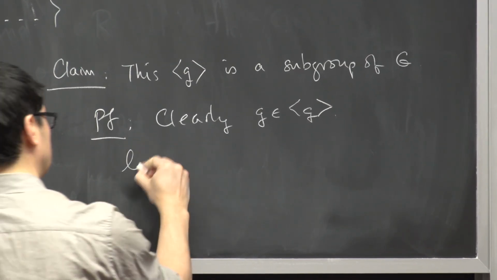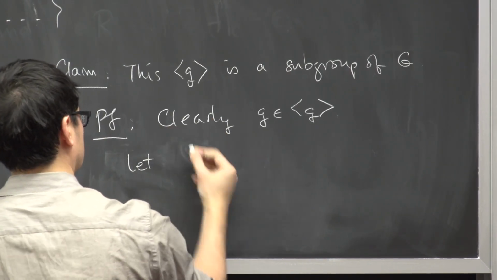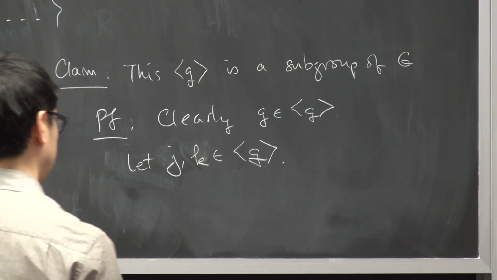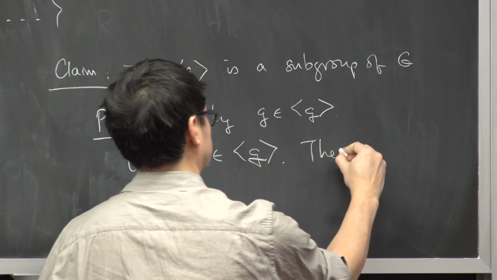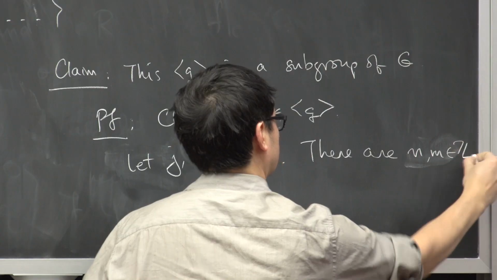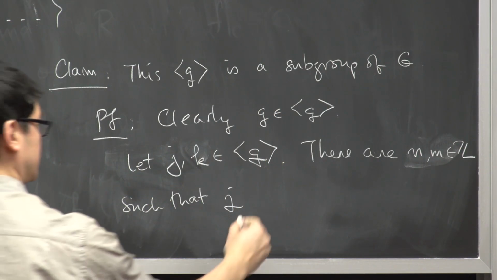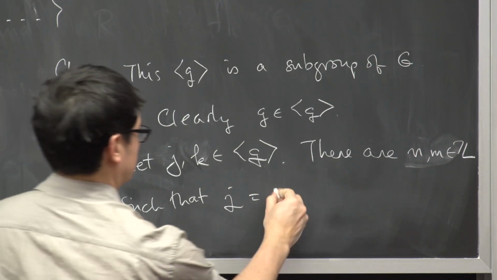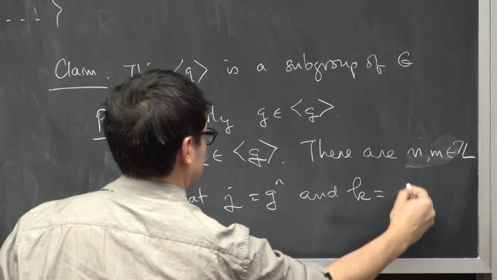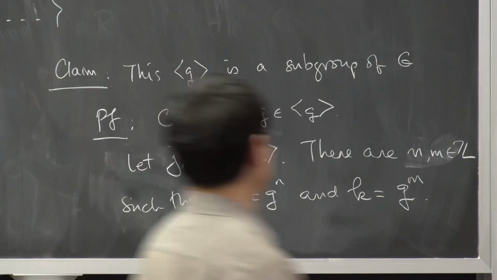Now let's take two elements in here. Let j and k be elements of the cyclic group generated by g. What does that mean? That means that there are, say, n and m, such that j is equal to g to the n, and k is equal to g to the m. And what am I interested in looking at?